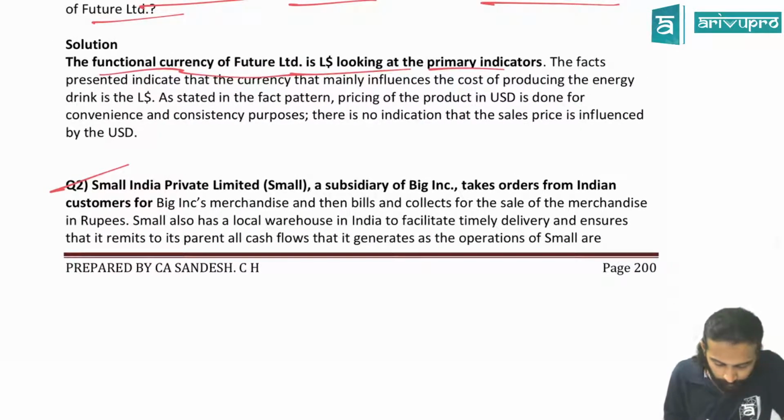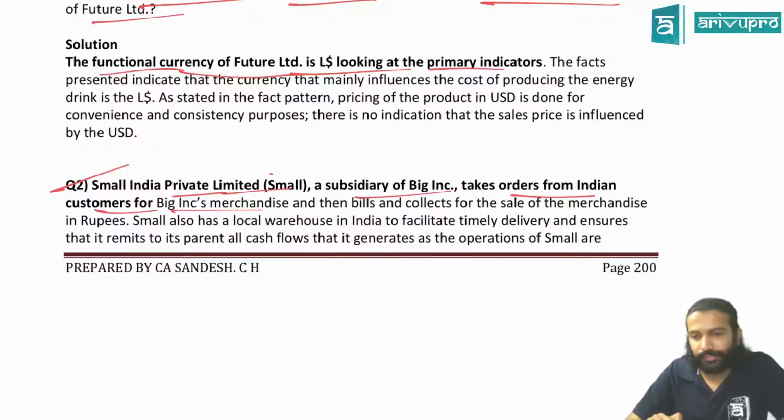Small India Private Limited, a subsidiary of Big Inc. So the subsidiary is in India, and Big Inc is probably in the US. It takes orders from Indian customers for Big Inc's merchandise.